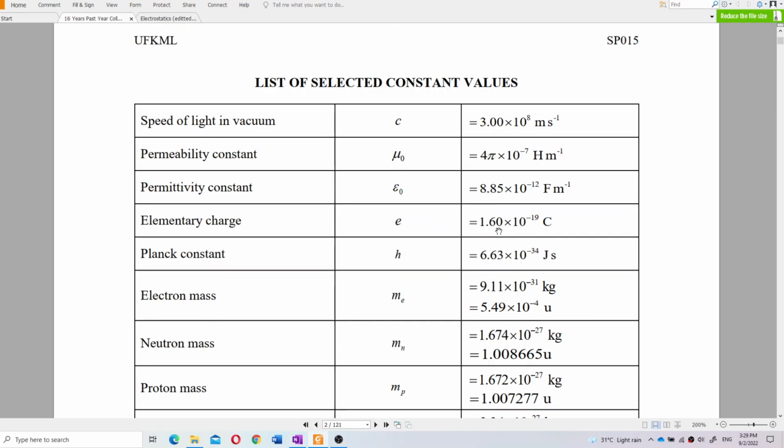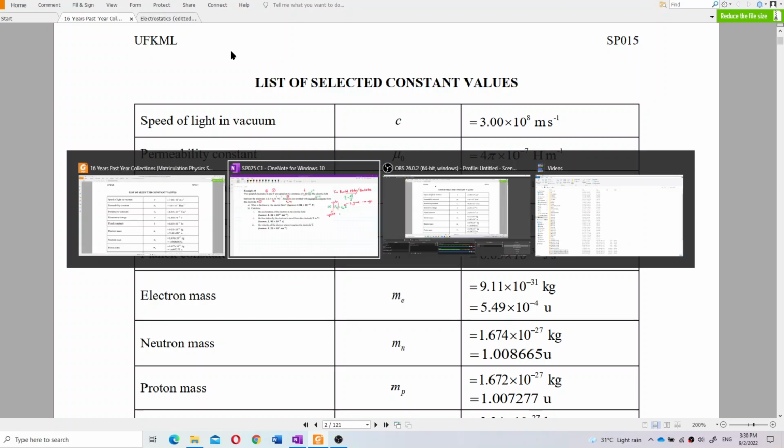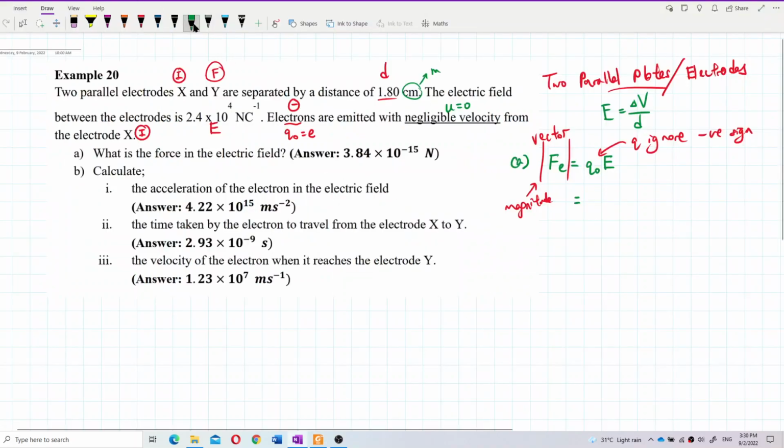The electron charge is 1.6 × 10^-19. We don't write negative 1.6, we just write 1.6, even though it's a negative charge. Ignore the negative sign because we just want the magnitude. The electric field is 2.4 × 10^4.